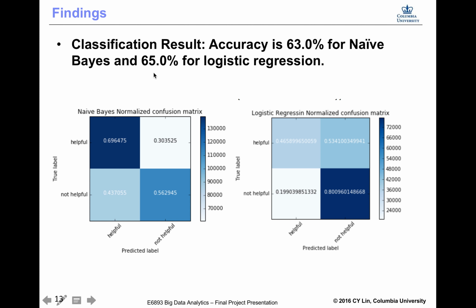And here are the results for our classification. The accuracy for both naive Bayes and logistic regression is about 65%. And here are the normalized confusion matrices.